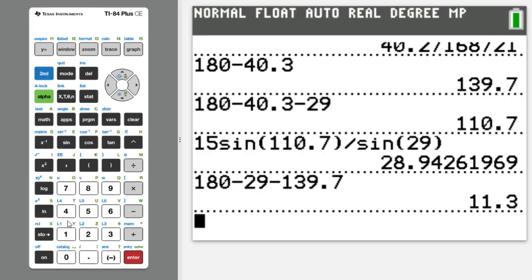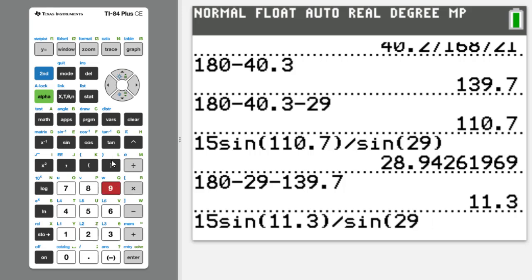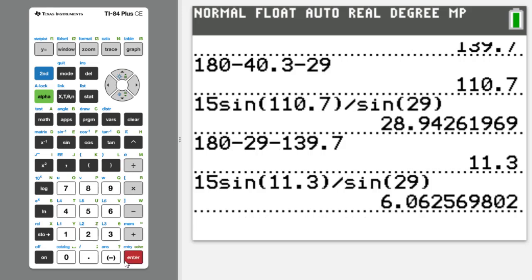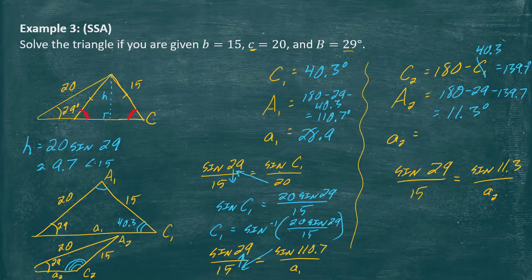I would just do 15 times sine of the angle, which is this 11.3 we can currently see on the screen, divided by the sine of the other angle I knew, 29, and notice this one gives me a significantly smaller side, 6.06, which hopefully makes sense why that one's so much smaller.